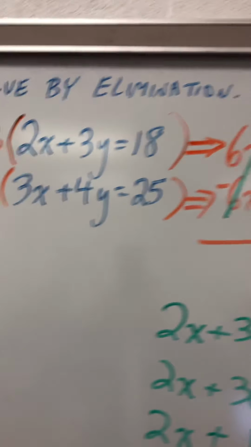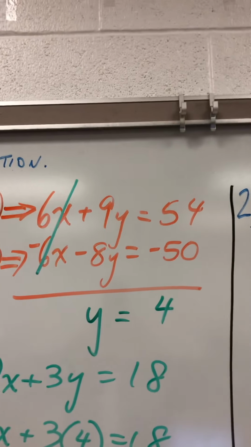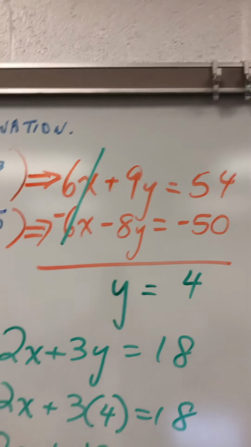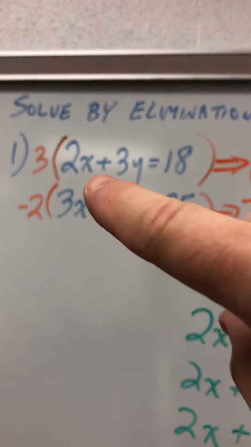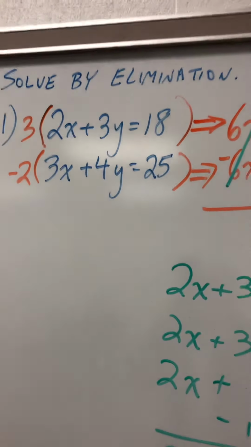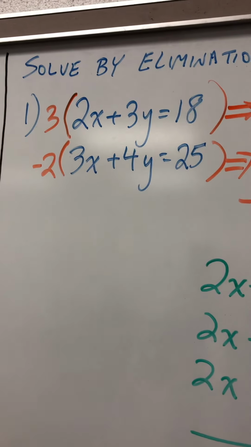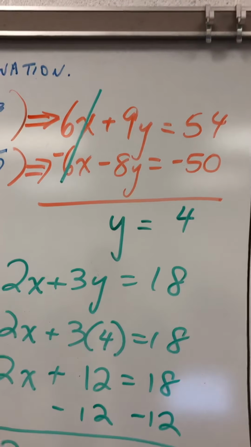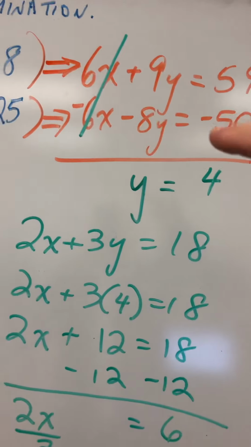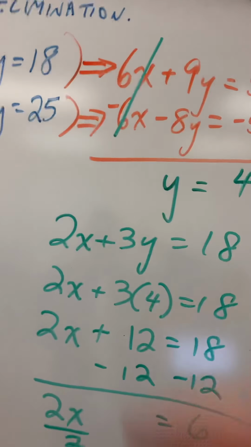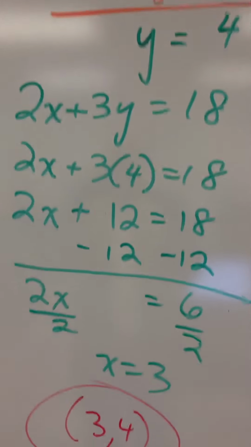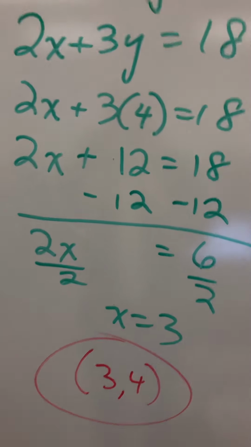So what do I get? I get positive 6x on top and negative 6x on the bottom. Just don't forget, whenever you multiply one term, you've got to multiply all of them, because whatever you do to one term, you do to every term. Okay? You get y equals 4, and then choose any of the equations. You use this or this or this or this. I use this top one. Put 4 back in for y. I get x equals 3. Answer is 3, 4.